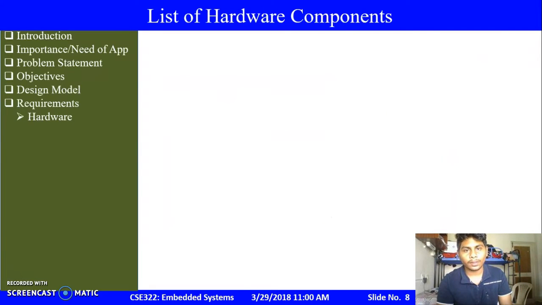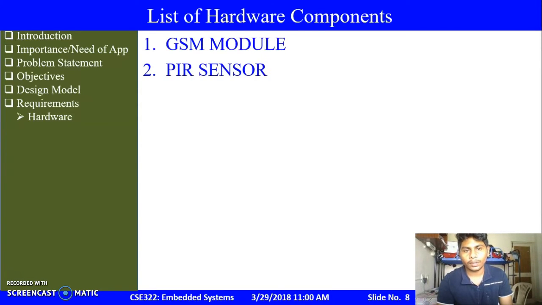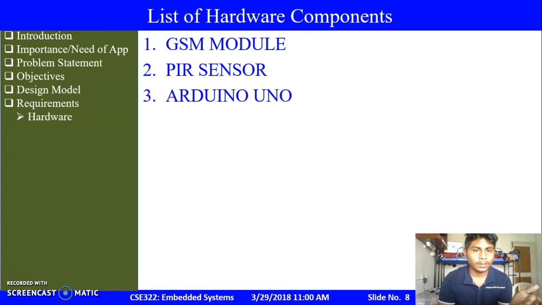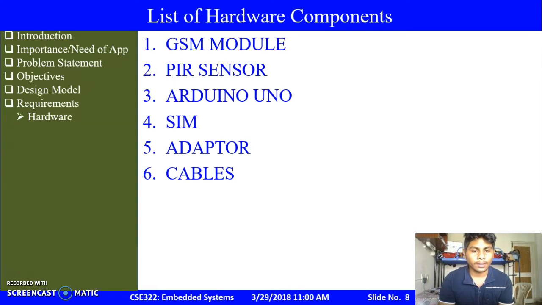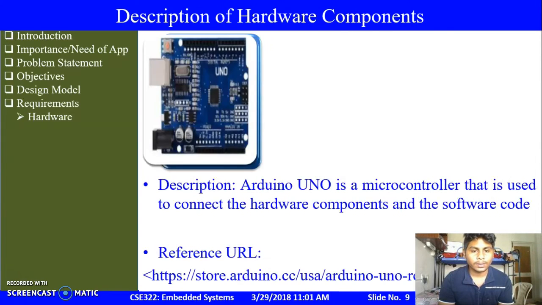Now I am going to explain the list of hardware components. This is the GSM module, in which we keep our SIM. This is a PIR sensor; if any intruder enters the zone, this sensor becomes active. Then the Arduino Uno, which is connected to the GSM module, and the Arduino is connected to the laptop, where we run our code. And the SIM adapter, which is connected to the power supply, and cables.